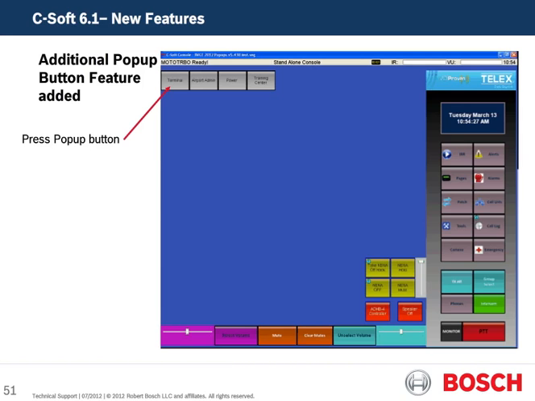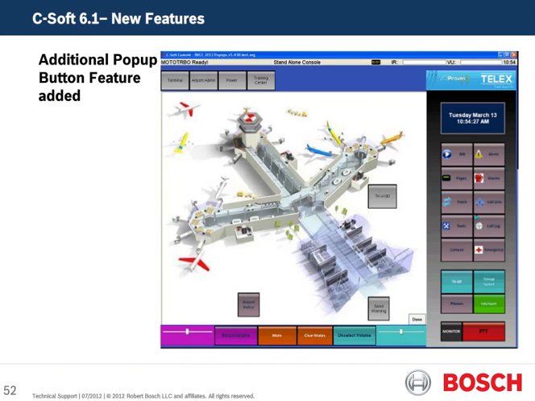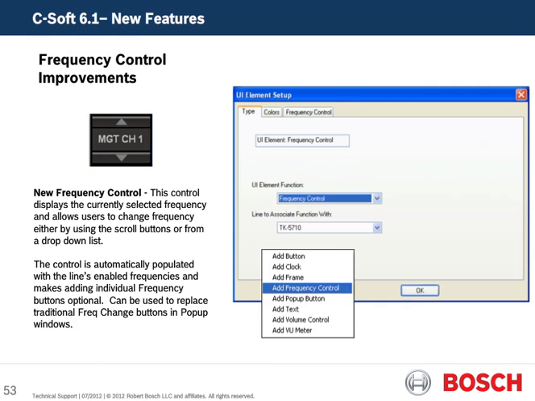In the top left of this design are a number of pop-up buttons. Pressing the pop-up button will open a visual map. Here, the various RF channels are located in pop-up buttons around the airport terminal. In addition to our traditional freq change buttons, we have added a frequency control feature. The following slides will cover configuration and operation of this new feature.